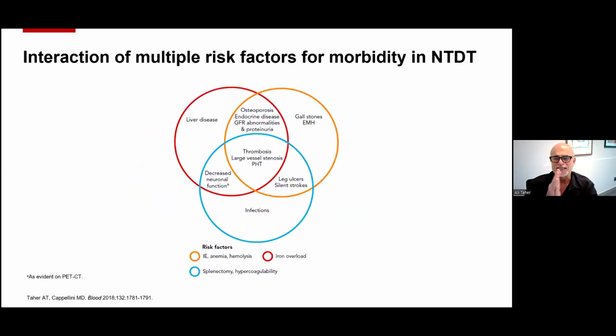So the morbidities in an NTDT are an interaction between three components. The orange is the ineffective erythropoiesis and hemolysis. The red is the iron overload, and the blue is splenectomy and hypercoagulability. All of these components would lead to all the morbidities that we see in the non-transfusion dependent patients.